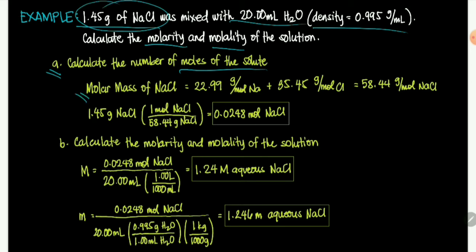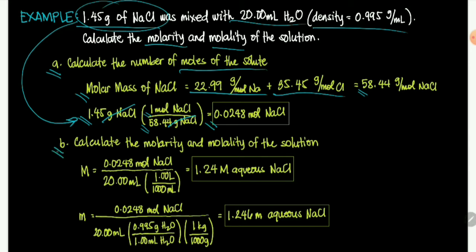To get the molar mass of sodium chloride, i-add lang natin yung molar mass ng sodium, 22.99 grams per mole, saka yung molar mass ng chlorine, that's 35.45 grams per mole. We will get 58.44 grams per mole of sodium chloride. Gagamitin natin yung molar mass to calculate for the number of moles. That's 1.45 grams of sodium chloride times 1 mole of sodium chloride over 58.44 grams of sodium chloride. Makakancel yung grams. We will get 0.0248 moles of sodium chloride.